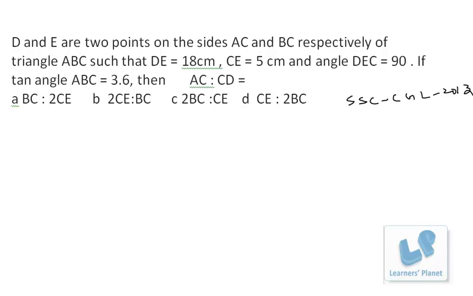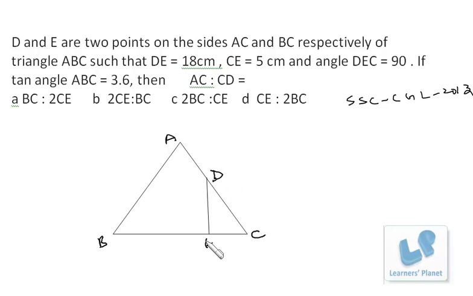I first of all draw the triangle over here. This triangle ABC. That's line DE. Okay, so this is A, B, C, this is D and this is E, right? Now DEC is 90 degree, so this angle is 90 degree, that's already given. DE is 18 centimeter and CE is 5 centimeter. Now this is a right angle triangle. Now we have to find out the ratio of AC is to CD.